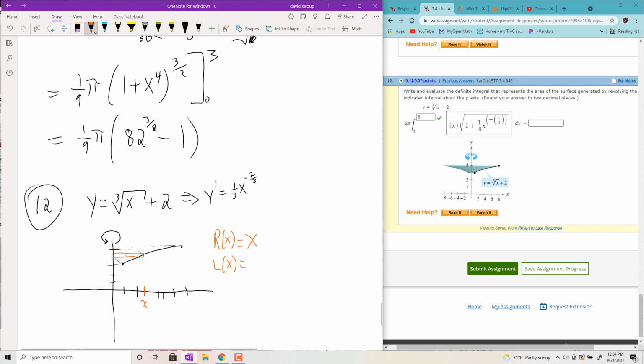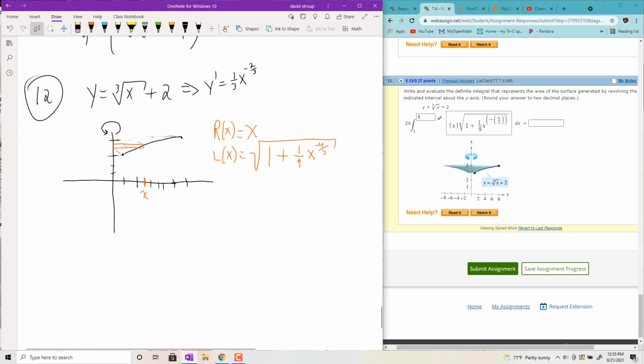So the L of x thingamajig is going to be the square root of 1 plus 1/9 x to the negative 4/3. And then hopefully we'll be able to figure out that integral. Okay. So this is weird. Okay, this normally wouldn't happen. Normally you would just convert everything in terms of y, and the integral is pretty easy in that direction. This one is a little bit more complicated because of what they're doing too.